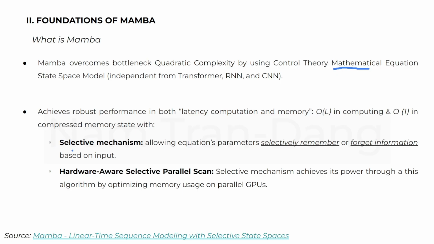It proposes two mechanisms. The first is the selective mechanism. What does it mean? It's called selective because it allows the model to selectively remember or forget information, depending on whether it is important or not, based on the input. And the next one is the hardware-aware selective parallel scan. That means in order to run the selective mechanism, it needs to be hardware aware about the GPUs, and to do that we need an algorithm to run on the GPUs.